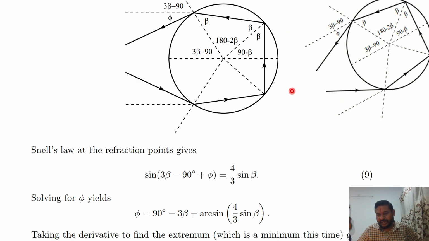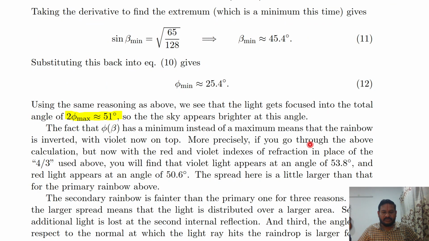Why? Because now look at the rotated diagram. This is light coming from the sun. So the sun is at the horizon, and this is the final direction in which you are getting the most intense light, right? And this is the double of 25.4 degree. So the angle between this line and this line will be double of 25.4 degree, so double of that comes out to be 51 degrees. Therefore you should be able to see the secondary rainbow at an angle of 51 degree with the horizontal.